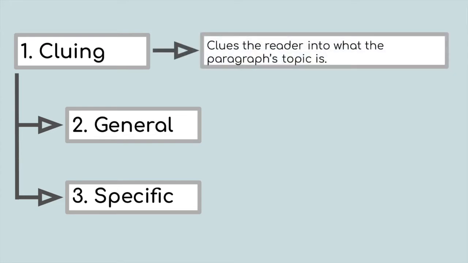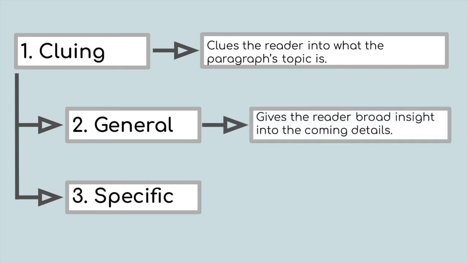Now, the definition of a cluing topic sentence is that it clues the reader into what the paragraph's topic is about. So, for example, if we're about to read a paragraph describing someone's 3-day weekend, what they did, our cluing topic sentence is going to give us a clue that that's what our paragraph is about. We'll go into a specific example of this a bit later.